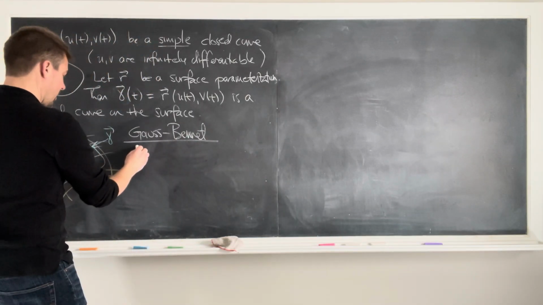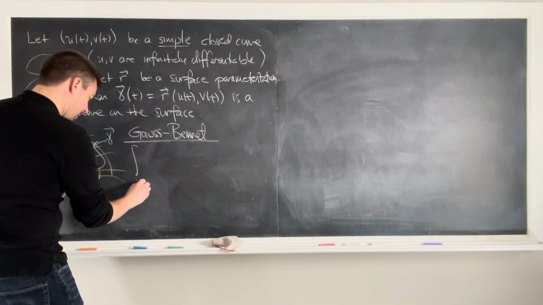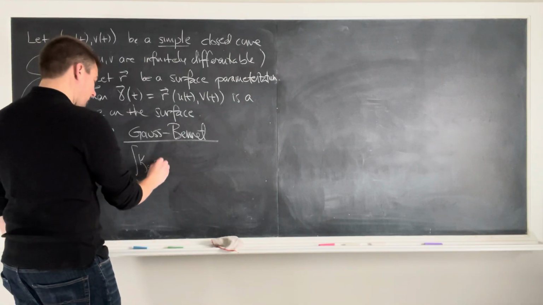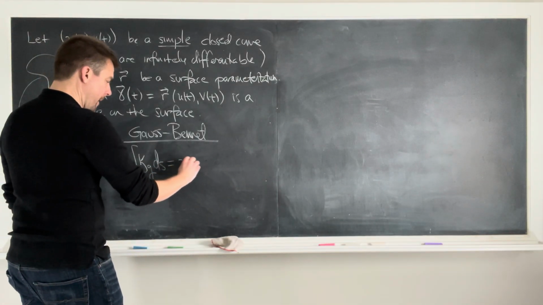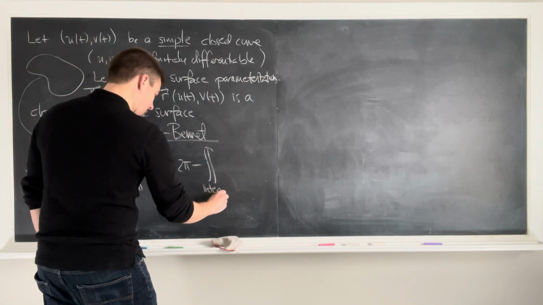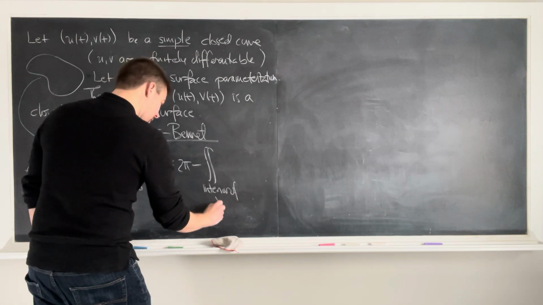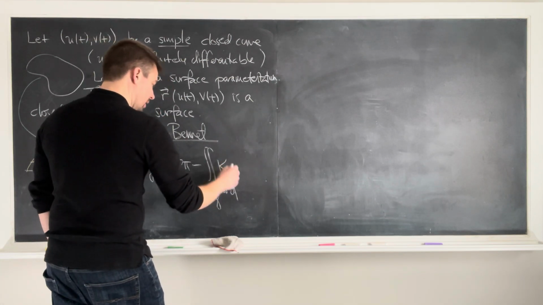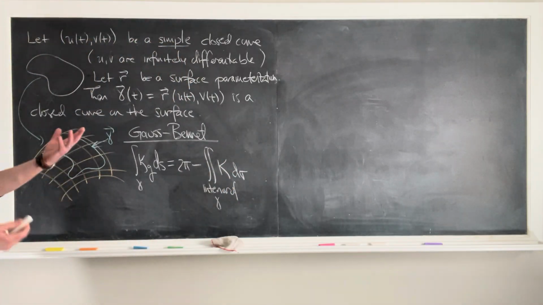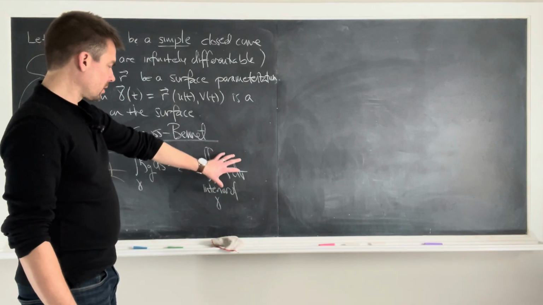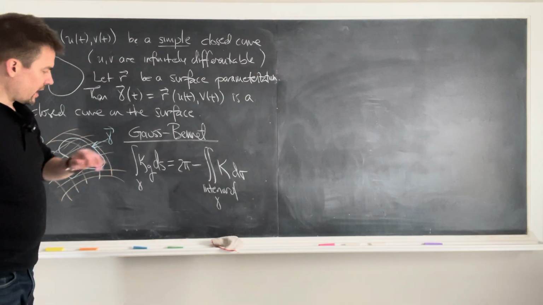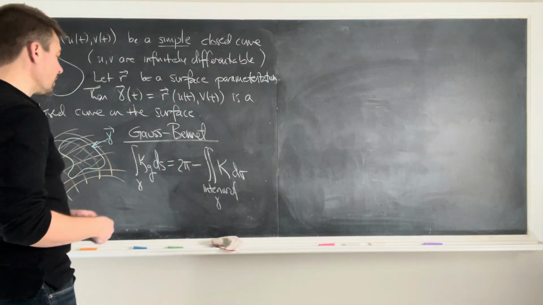The Gauss-Bonnet theorem says in this case that if I integrate over the curve gamma the geodesic curvature, that is 2 pi minus the double integral over the interior of gamma of the Gaussian curvature with respect to the surface area differential. Okay, beautiful. That's a wonderful theorem that relates the global curvature on the interior of the curve to the geodesic curvature on the boundary. Okay, and so here's what we're going to do.